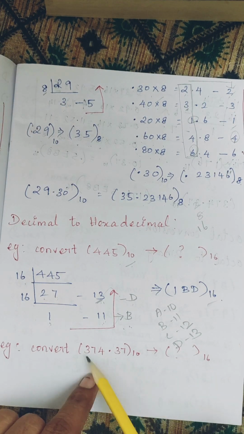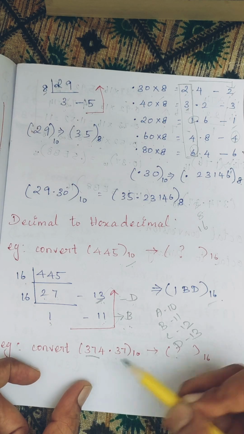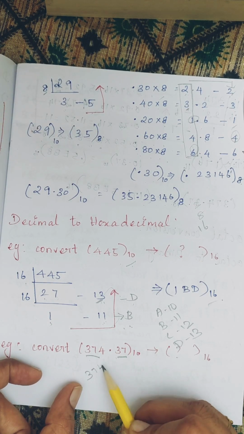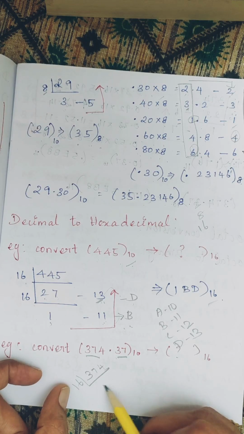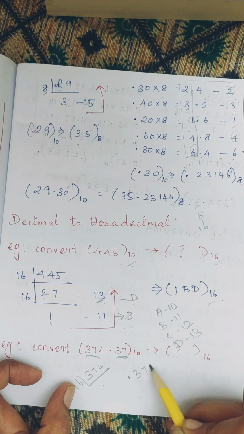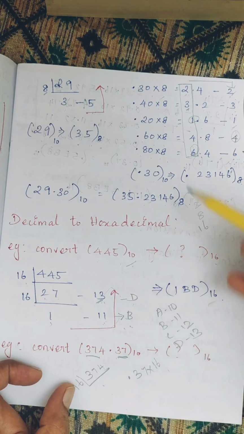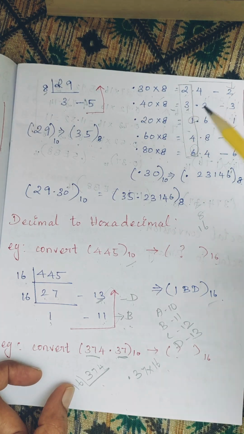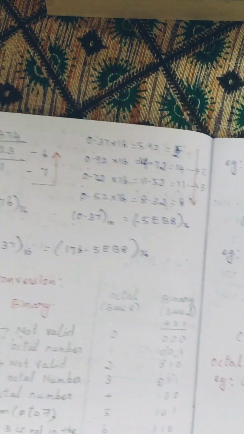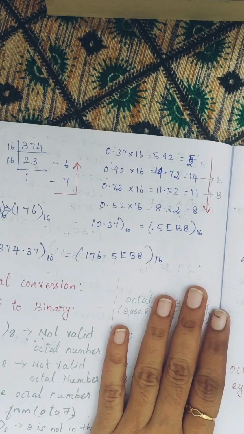Next, the same like a fraction. Here we have an integer part, and here it is a fraction part. So like 374, we have to divide it by 16, and we have to proceed with that. And here 0.37 into 16, whereas for octal it is 8, whereas in binary into 2. For hexadecimal it is 16. So let us see this answer.